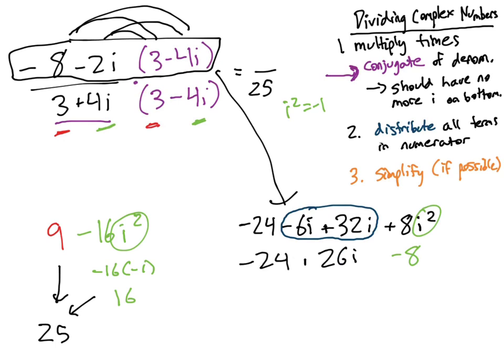And now we can also combine together these real numbers. Negative 24 minus 8 is negative 32. So the terms in our numerator are negative 32 plus 26i.